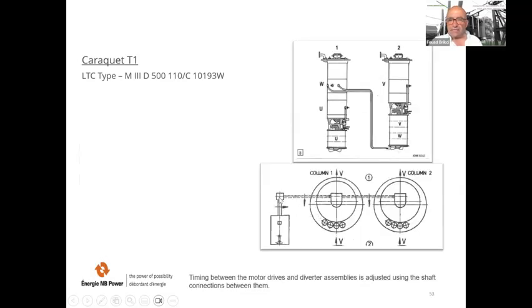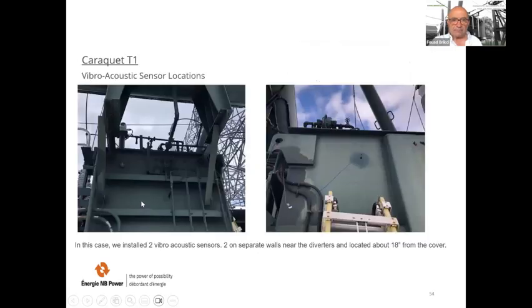Here we can see a common bar which controls the two cylinders. Here are the vibroacoustic sensor locations. In this case, we installed 2 vibroacoustic sensors on separate walls near the diverters, located about 18 inches from the cover. In fact, we use only one, because the more signals you have, the more complex the analysis.